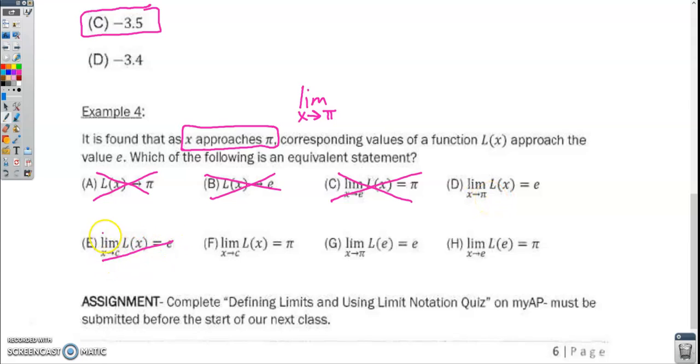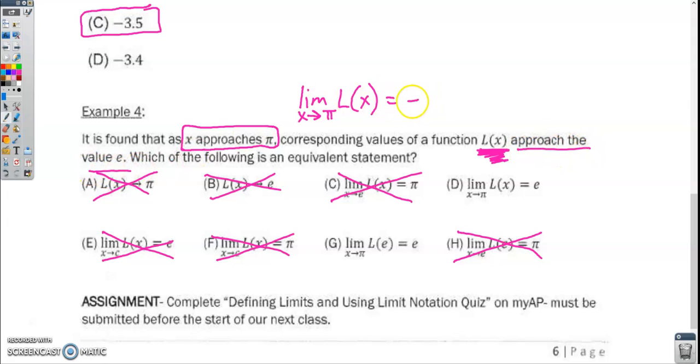E and F, again, we've got x approaching c instead of pi. In G, we've got a limit as x approaches pi, and at H, we've got a limit as x approaches e, so we can eliminate that one. So we've narrowed it down to 2 just by using the concept of the limit as x approaches pi. All right, our function that goes in our notation is L of x, and the value that it approaches is e. And so that's what it's equal to. So this is what we're looking for.